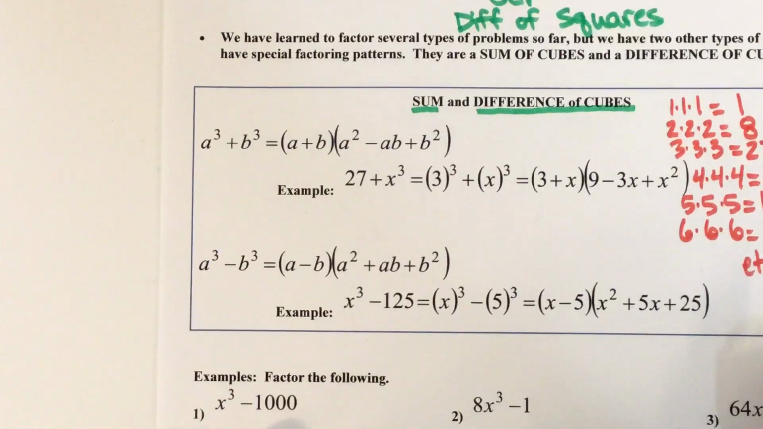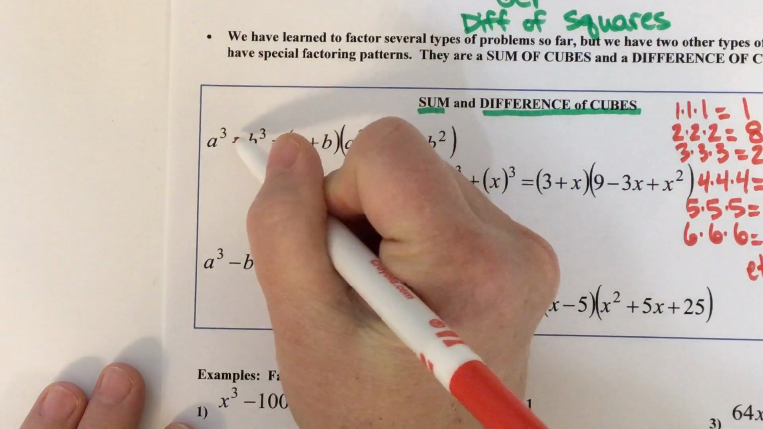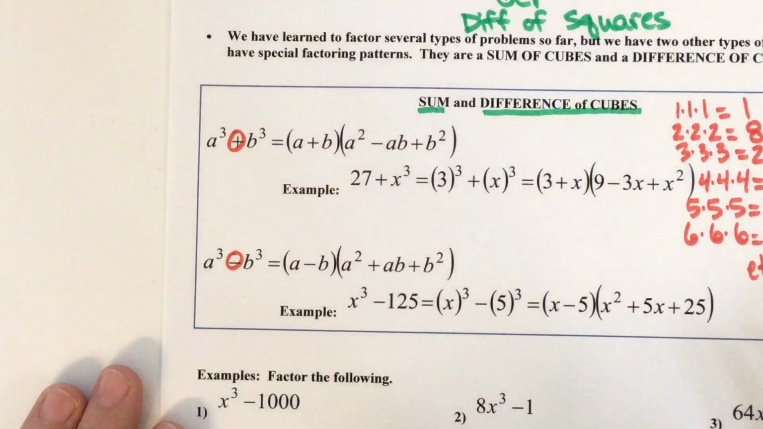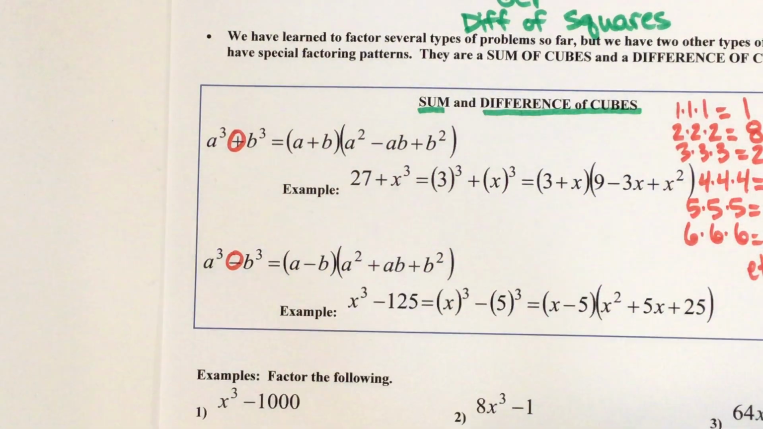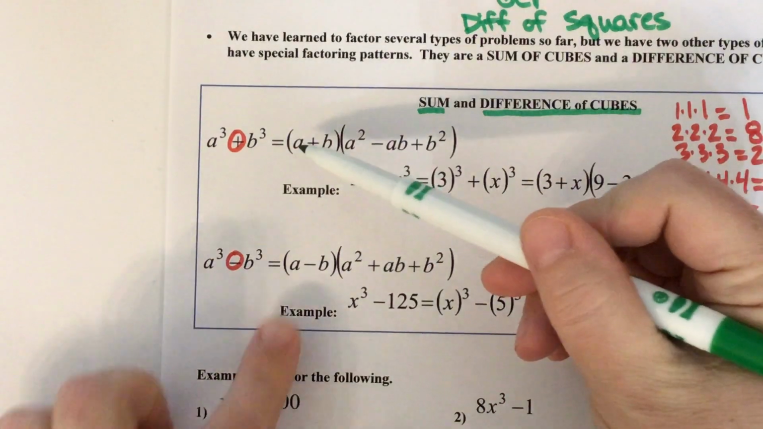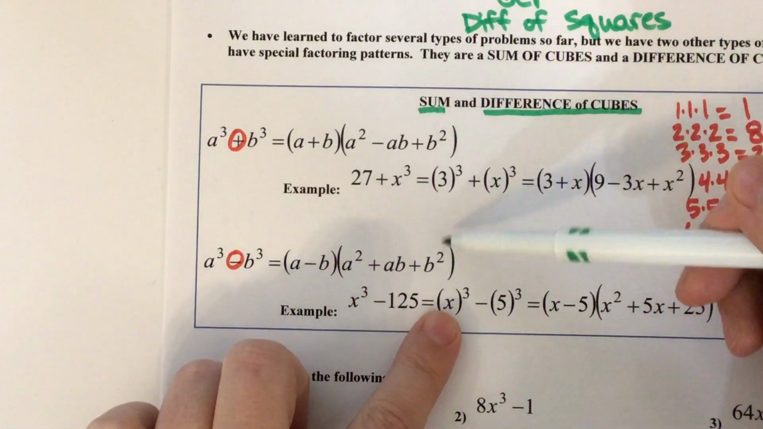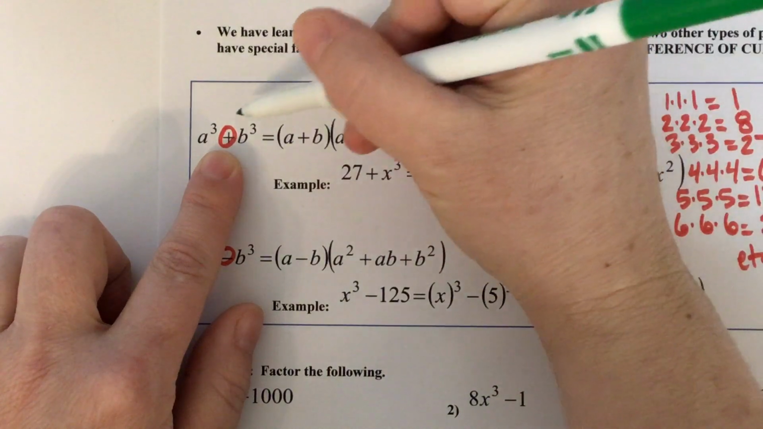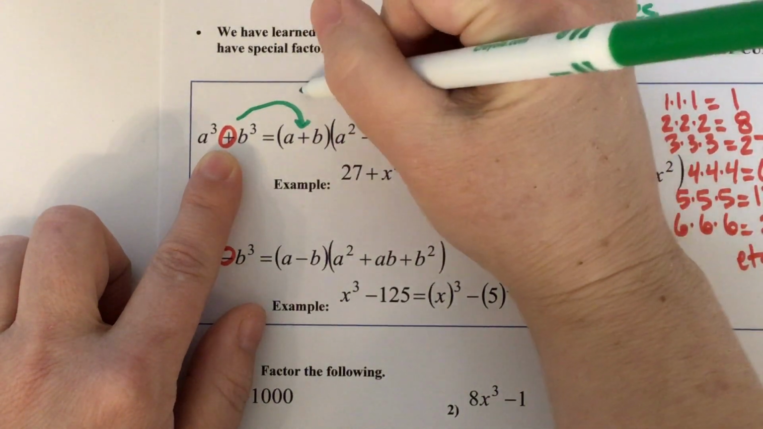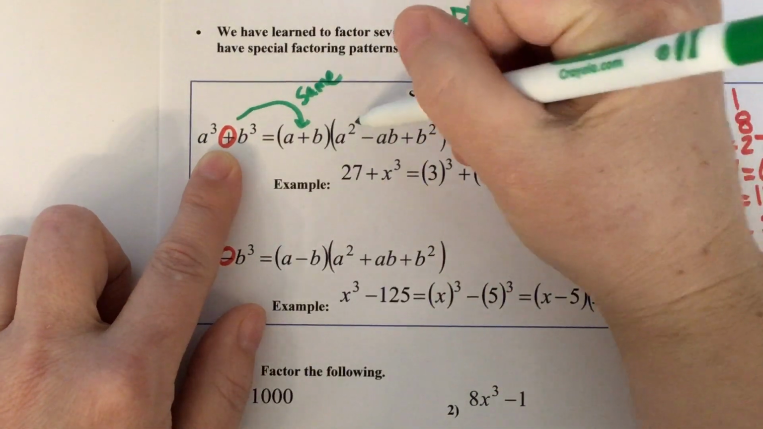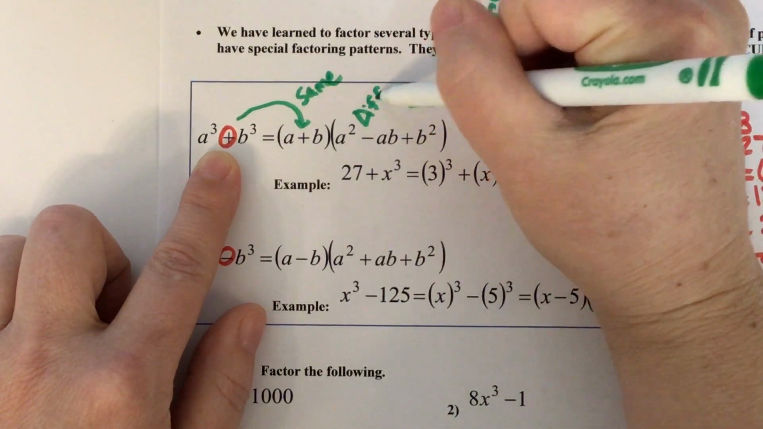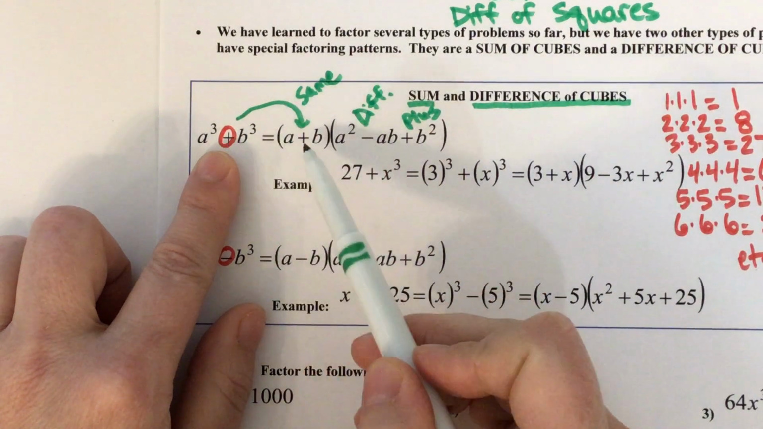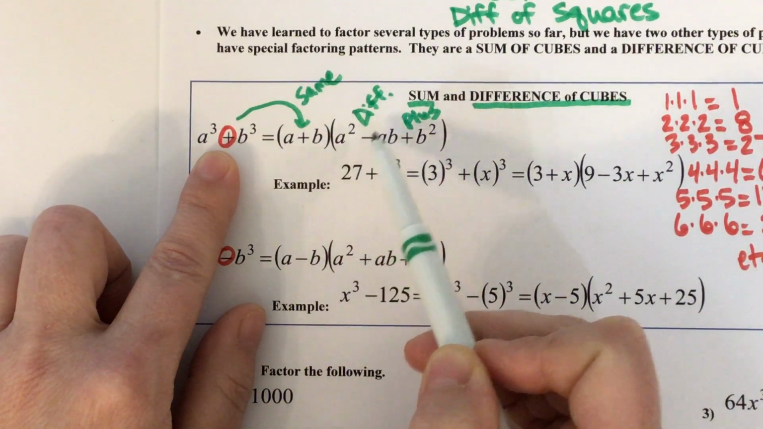Okay, so this is the formula for how a sum of cubes factors, and this is the formula for how a difference of cubes factors. So notice the formulas are basically the same. They both have the same letter configuration, but the signs are different. Whatever this sign is, the first one is the same, then the next one's different, and the last one's a plus. So whatever this is, it's the same, then it's different, and then it's a plus.